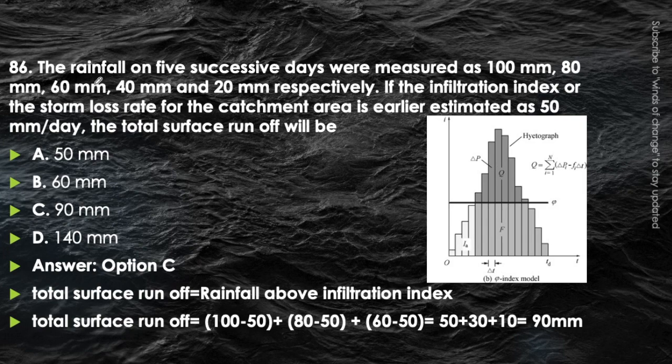In the third case, that is the third day, 60 mm means 10 mm will contribute to the runoff, and in the case of 40 mm, there will be no contribution to the runoff, so we will take it as 0. It cannot be minus, it will be taken as 0. And in the case of 20 mm, we will take 0 also. So what will be the total runoff? It will be 50 plus 30 plus 10, that is 90 mm. So the answer will be 90 mm. Option C will be the correct answer. Okay. Next question.